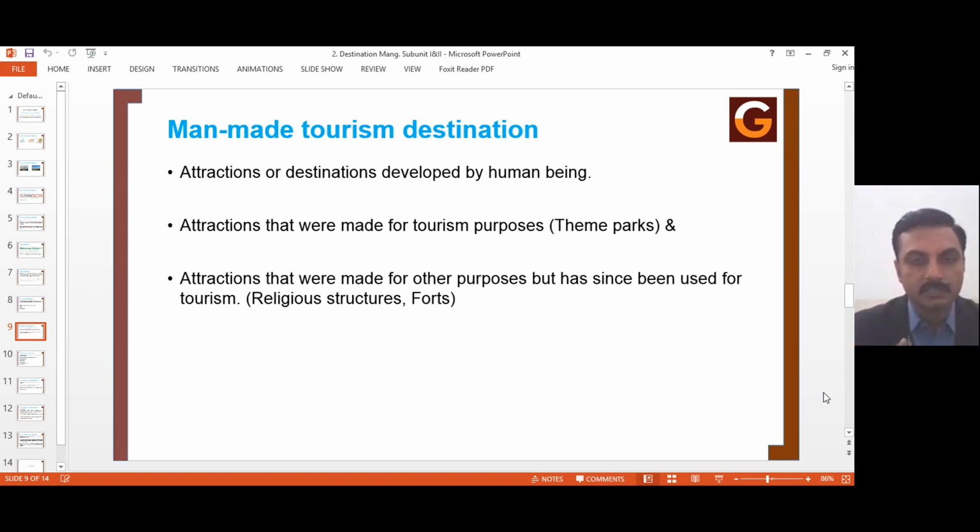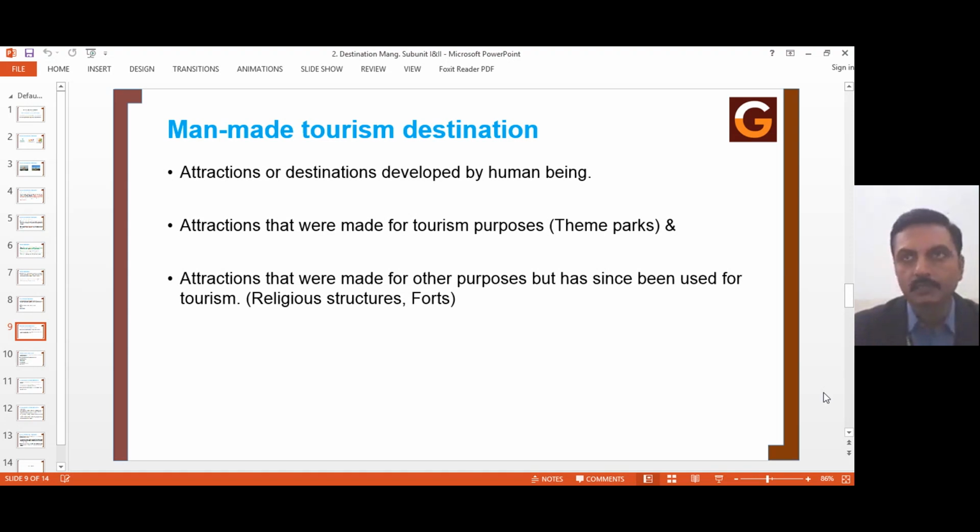Sometimes these are the religious structures. There are a lot of forts which have been built for the kings, but now it has become a place for tourism destination. Or for example, we take the Wall of China. We say Long Wall of China. That was made for a different purpose, but now it has become a tourist attraction. So likewise, different types of buildings are there.